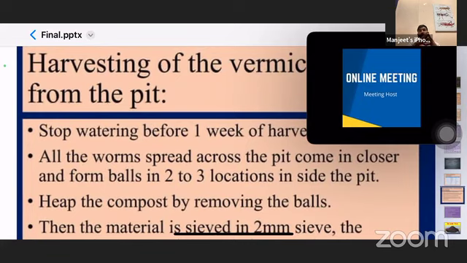All the worms spread across the pit come closer and form balls at 2 or 3 locations inside the pit. Keep the compost by removing the balls, then the material is sieved into millimeters, and the material that passes through the sieve is called the vermicompost. Store the vermicompost in polythene or other packing.